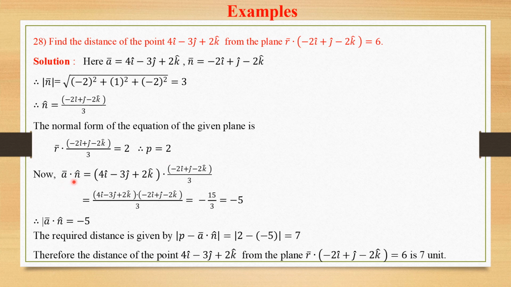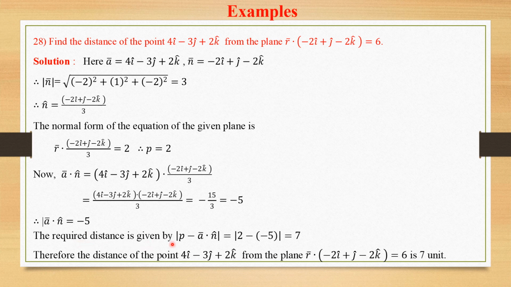Now, A vector dot n cap equals, here is given A vector 4i minus 3j plus 2k dot the n cap, which is minus 2i plus j minus 2k divided by 3. Then the dot product of 4i minus 3j plus 2k with minus 2i plus j minus 2k: 4 into minus 2 is minus 8, minus 3 into 1 is minus 3, 2 into minus 2 is minus 4, which equals minus 15 divided by 3, which is minus 5. Hence, A vector dot n cap equals minus 5.